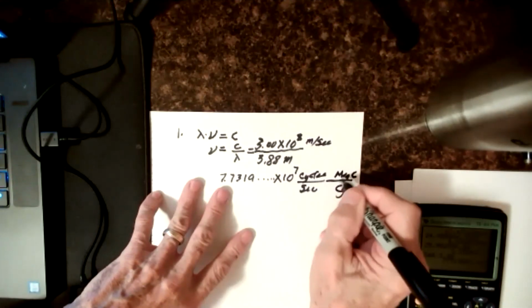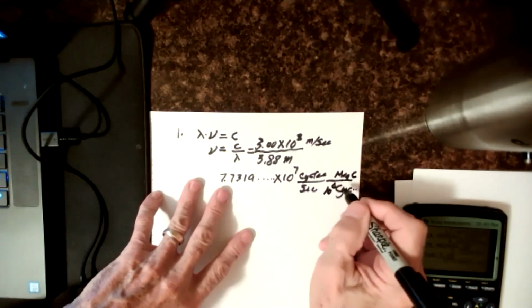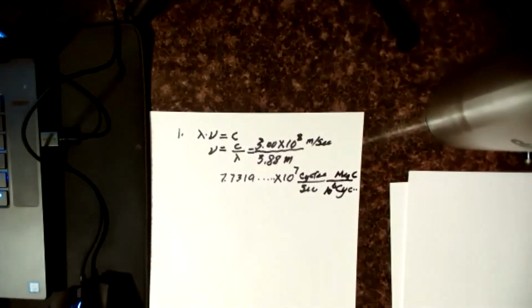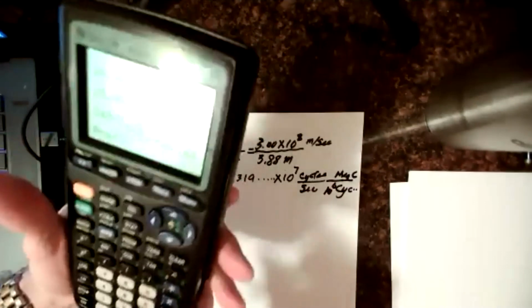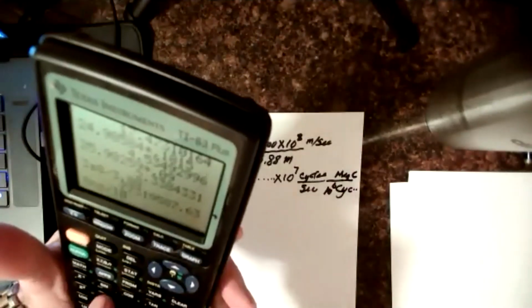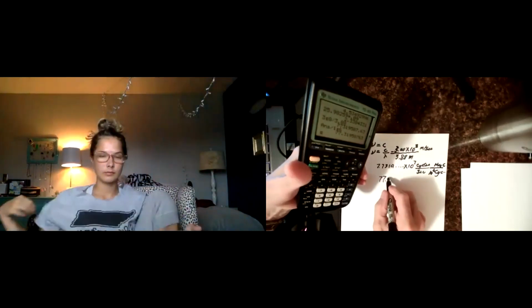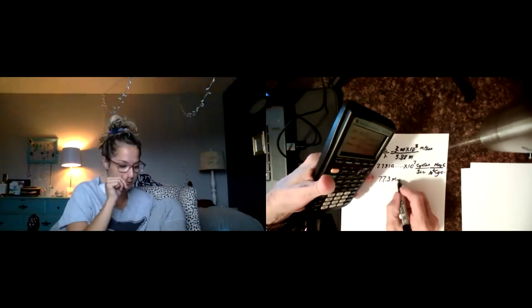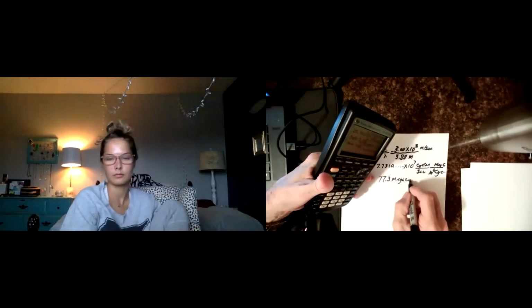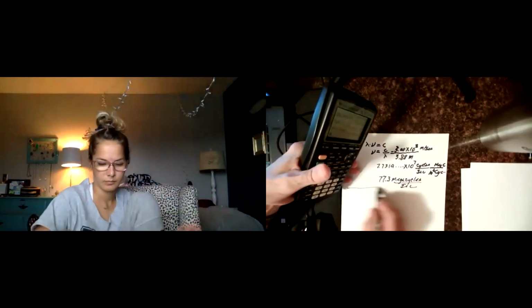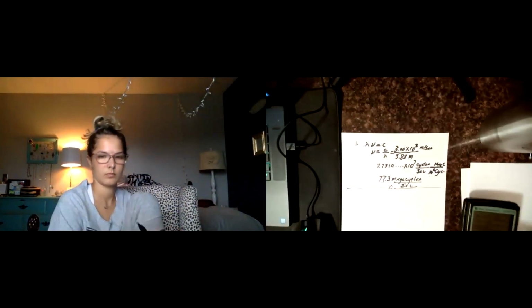cycles. Mega is 10 to the 6th. So I want to divide that answer that I've got on my screen, divide by 1 with an exponent of 6. And what I come out with is 77.319, so 77.3 megacycles per second. So that gives me my units. Okay? So that one's just plugging into this formula.